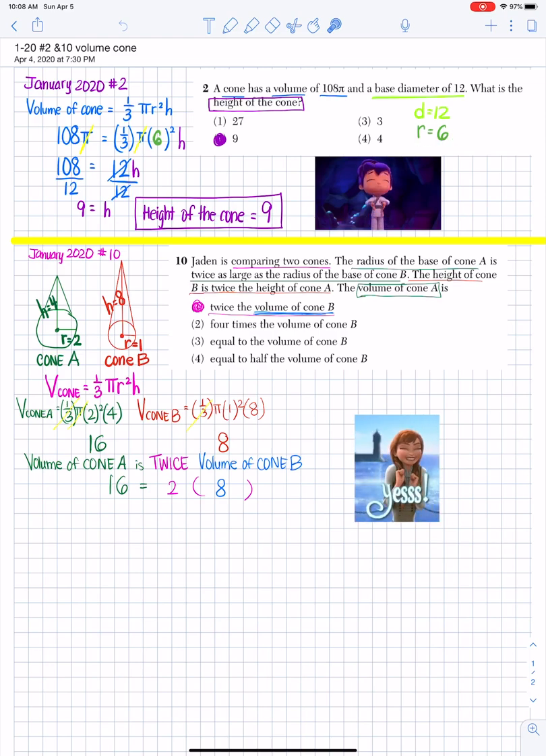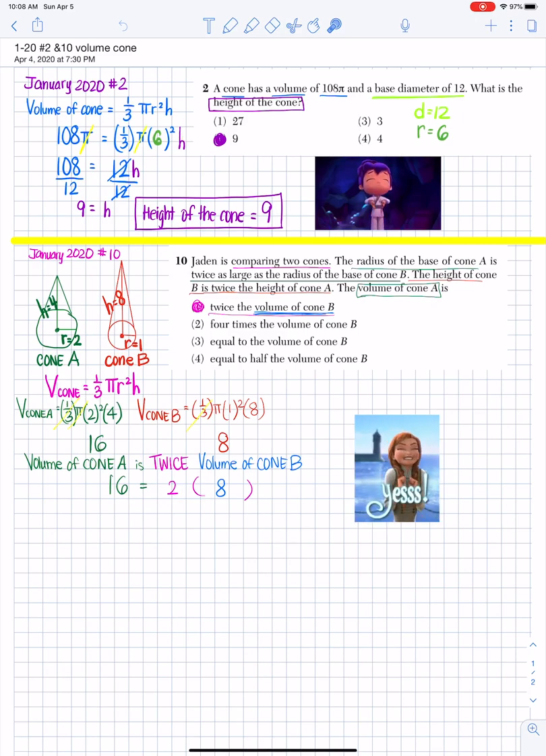So we copy down the 1/3. Remember fractions, you're going to put it in parentheses to keep all the numbers together. We copy down the pi and then the radius is 6, so we have 6 squared. And then we don't know what the height of the cone is, so we leave it as h.